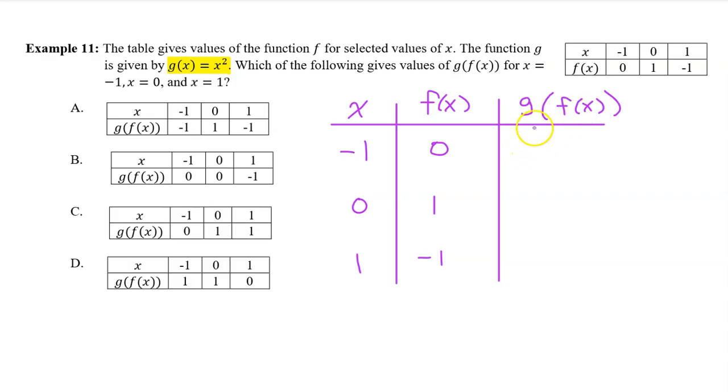So I need to do g at 0, g at 1, and g at -1. But don't forget that g is just x squared. So I'm just going to square all of these. So 0 squared is still 0, 1 squared is still 1, and -1 squared is also 1. So the answer is C, 0, 1, 1, 0, 1, 1.